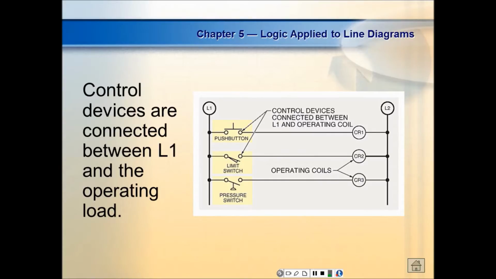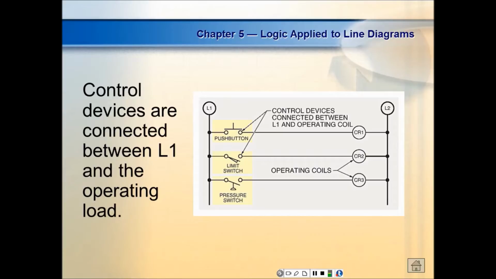Control devices are connected between L1 and the load. How many control devices can we have per line? I want to say a bunch. Yeah, they don't do any electrical work. They either turn that voltage on or they turn the voltage off. So they have a function, but they don't do work. When we talk about work in this class, we're talking about watts or VA. They don't produce VA.